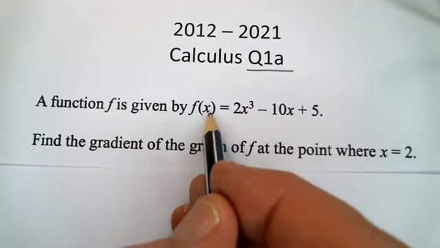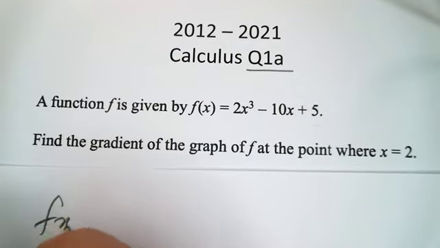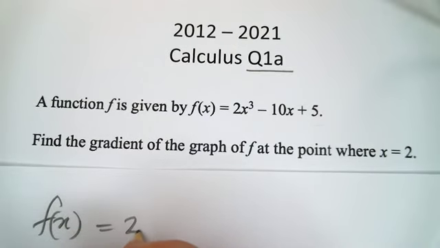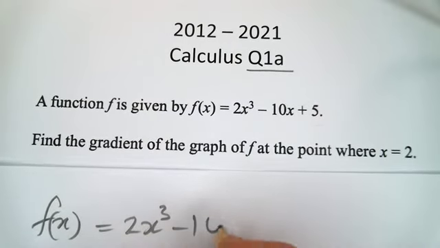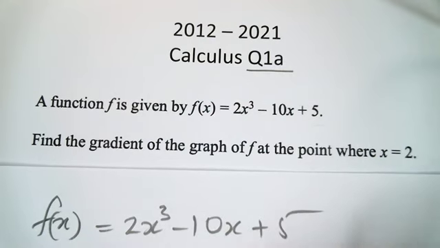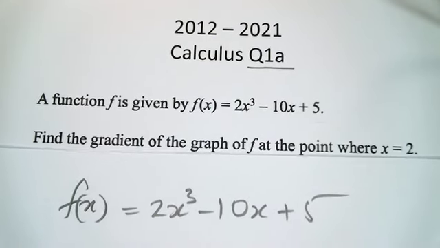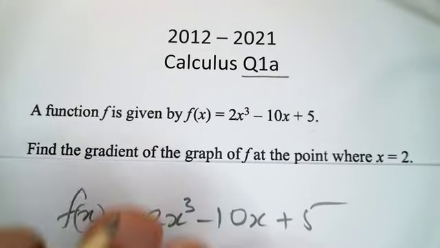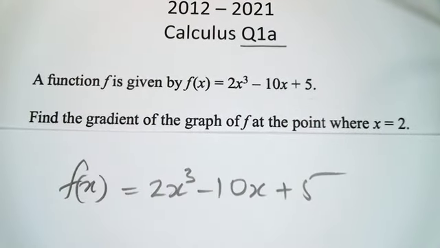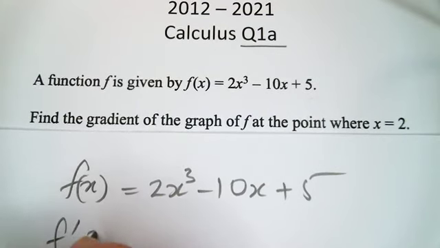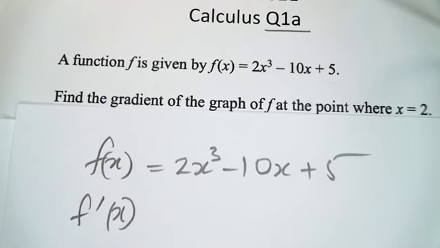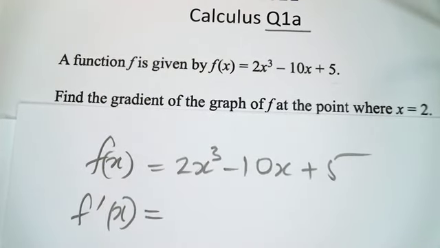Okay, so we've got a function which is f of x equal to 2x cubed minus 10x plus 5. All right, so I'm going to differentiate that. Now, when we differentiate, we're going to find the gradient function. Instead of f, we're going to find f dash of x, which we call f prime of x.